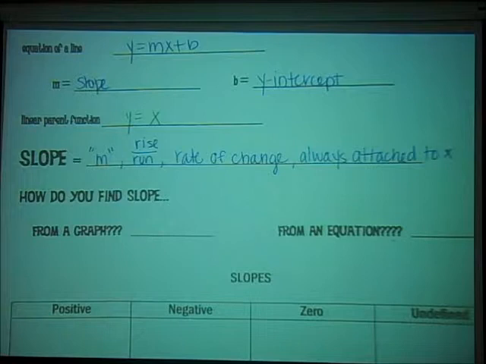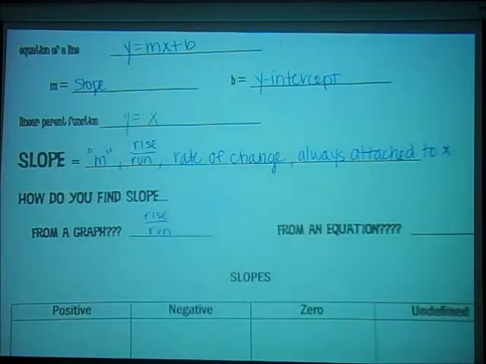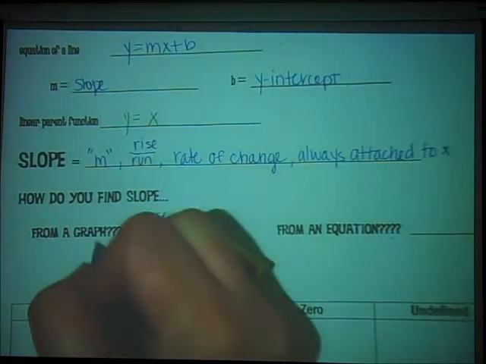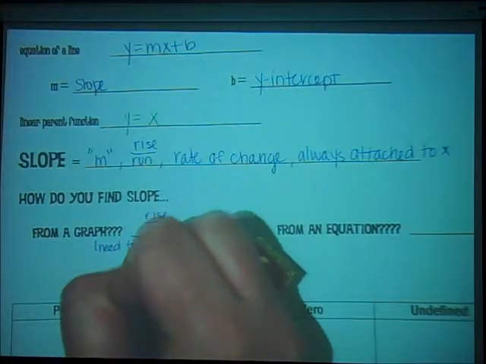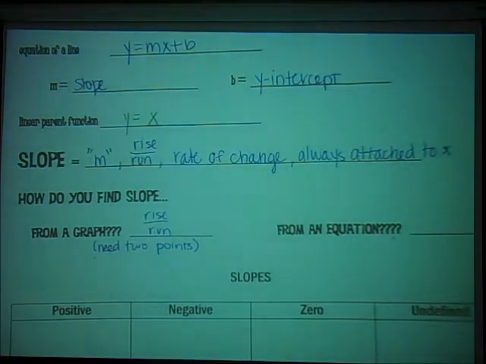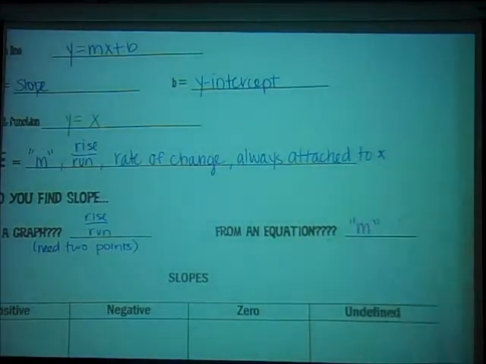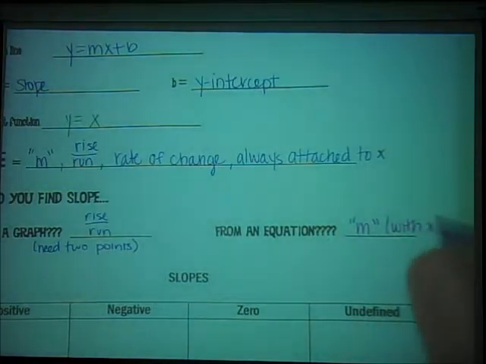Okay, so we're going to talk about how you find slope. We're going to start off with how you find slope from a graph. From a graph, that's when you use rise over run. You're going to need 2 points. And then from an equation, if you're trying to find your slope from an equation, then that means that you're looking for what's with x. So you're looking for your m value, which is with x, or what's attached to x.